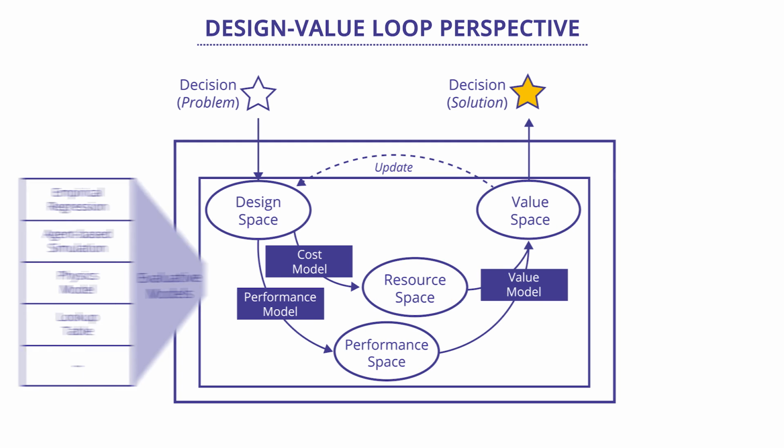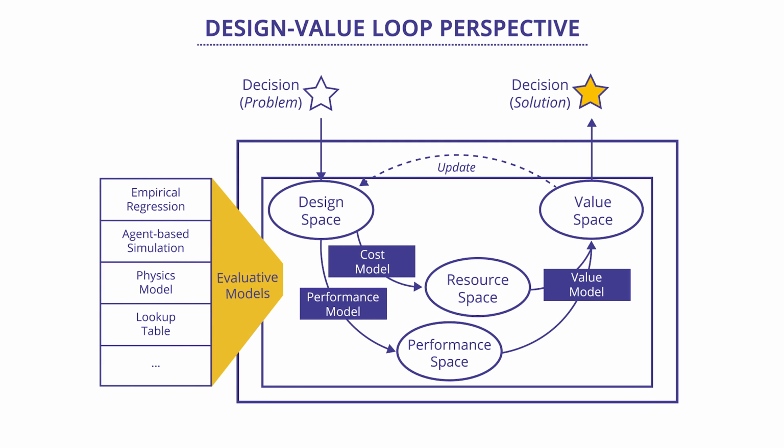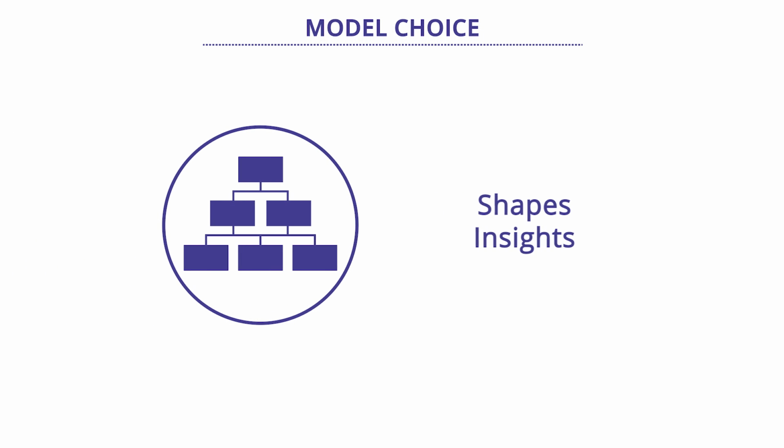We're going to talk about the first two categories in this segment, evaluative models, which include performance models and cost models. Now, there are many different kinds of evaluative models that one might use. These could include different techniques such as regression models, agent-based simulations, physics-based models, and so forth. One thing that we have to keep in mind is recognizing the impact of model choice itself. It's important to recognize that the particular models that we're using is shaping the insights that we're going to gain.